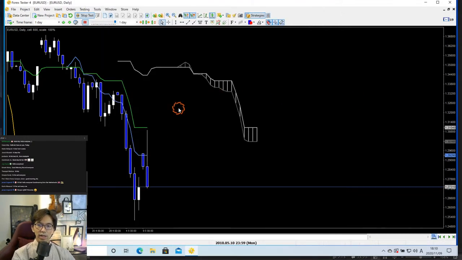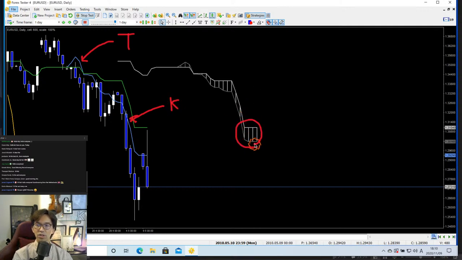So now, as you can see here, just a recap, this blue line is the Tenkan-sen, and the green line is simply called Kijun-sen, and this is the Kumo here. It's the Kumo. I will just put K here, and Chikou-span is shown on the yellow line in the back here. That's Chikou-span.